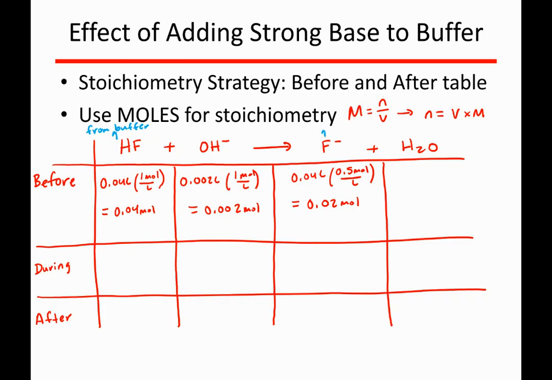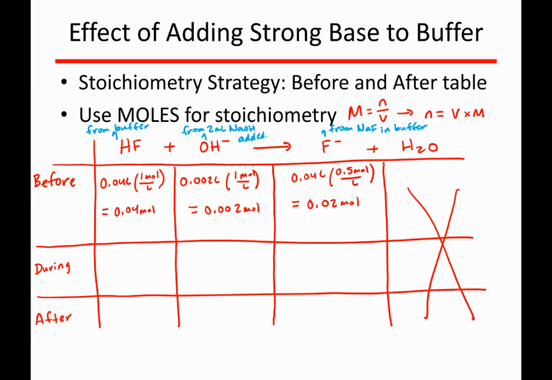The F minus was from NaF in the buffer, right? And so that's why you use the volume of the buffer for the HF and for the F minus. And the OH minus was from the 2 milliliters of NaOH added. Just to keep it all straight so that you know where all those numbers came from here. For the water, who cares? Not part of the K expression, not part of the Q expression, not going to have any effect on concentration of H plus at equilibrium or the pH.